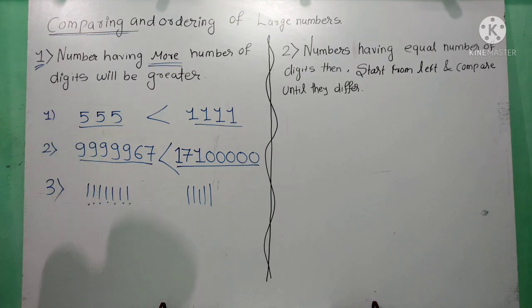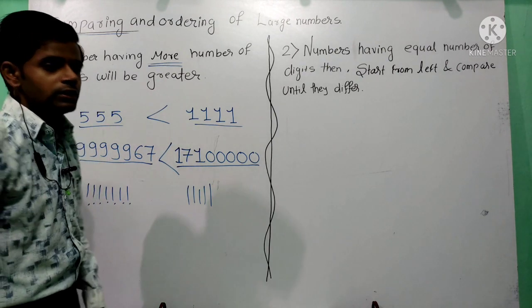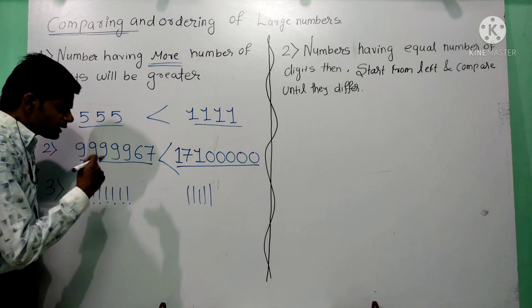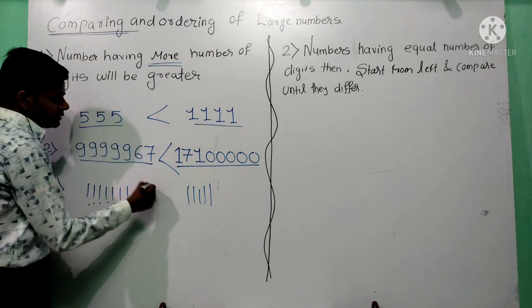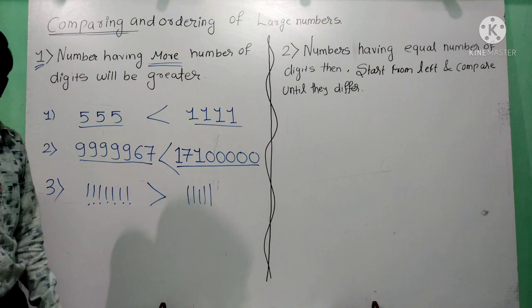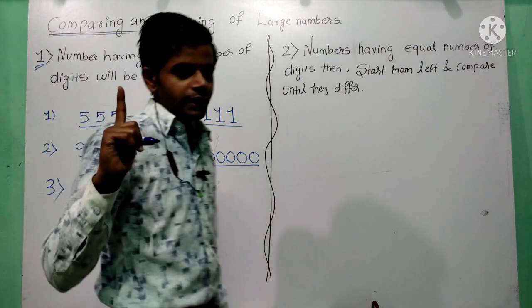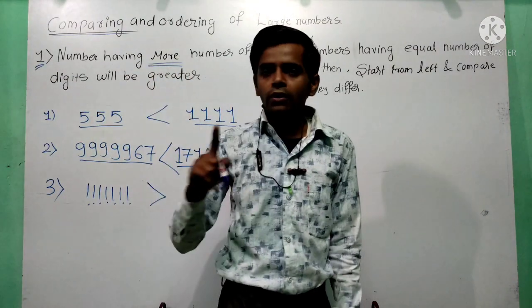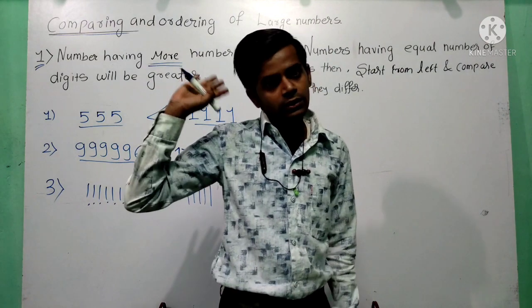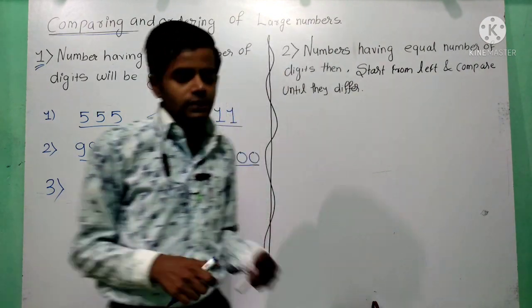So it is a 7-digit number and this is a 5-digit number. We don't have to read the number. उसको read भी मत करो. बस. This is greater number. Done. First rule understand. Number having more number of digit will be greater number. Understood?